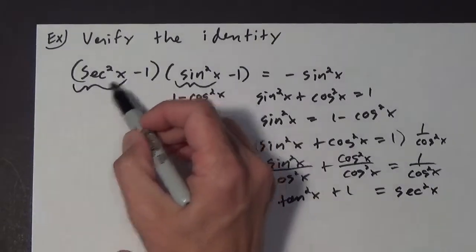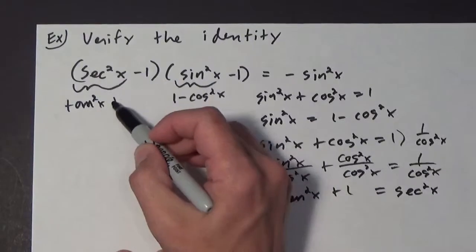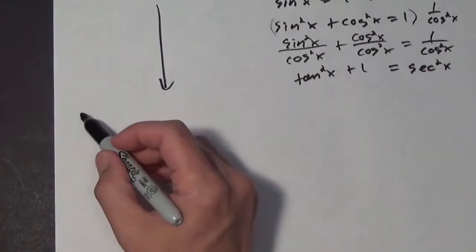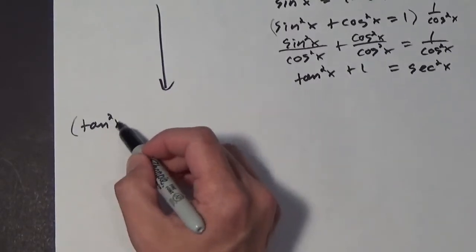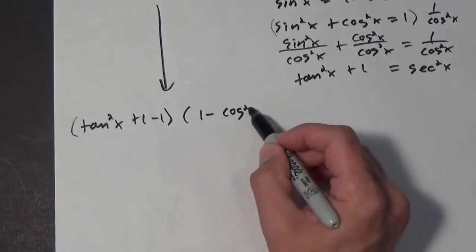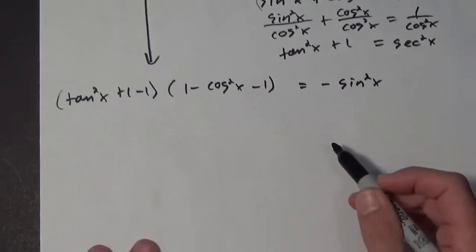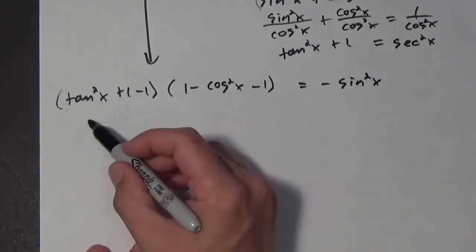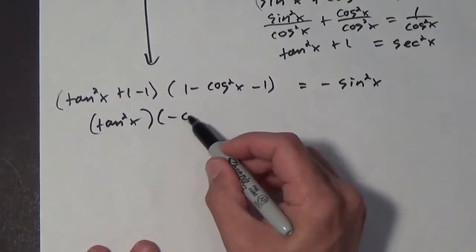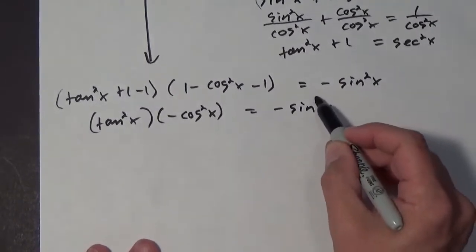And so for this, we're going to put in the tangent squared of x plus 1. So coming down here, we're going to have the tangent squared of x plus 1 minus 1 times 1 minus the cosine squared of x minus 1. And that has to equal a negative sine squared of x. So the ones cancel out, so we have the tangent squared of x times a negative cosine squared of x. Does that equal a negative sine squared of x?